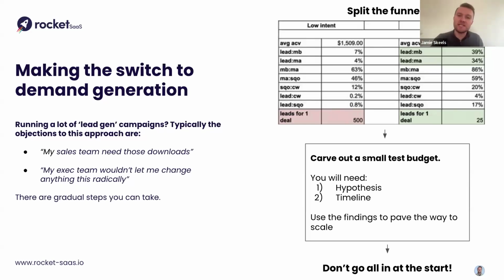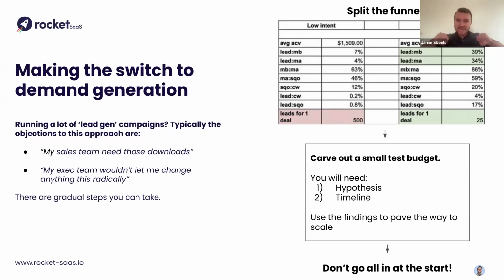And if you look at the low intent side of that table, you can see that to close one deal from the low intent leads, they were having to generate 500 low intent leads, and they had very weak performance through the funnel. On the high intent side of that table, you can see that they need to generate 25 high intent leads to generate one deal, and there was much stronger performance through the funnel as well.